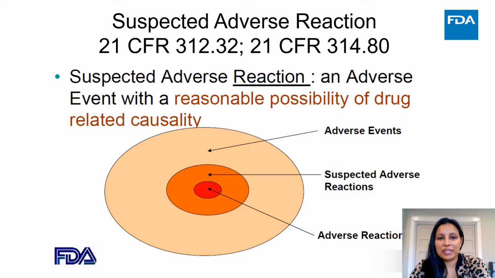I like this figure because it talks about how a suspected adverse reaction is an adverse event with a reasonable possibility of drug-related causality. This is something that's at the investigator's discretion, but certainly I think you have your adverse events, your adverse reactions, and those that are reasonably suspected to be drug-related are considered suspected adverse reactions.